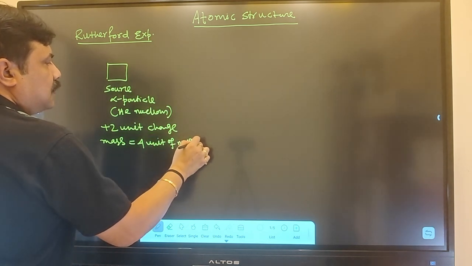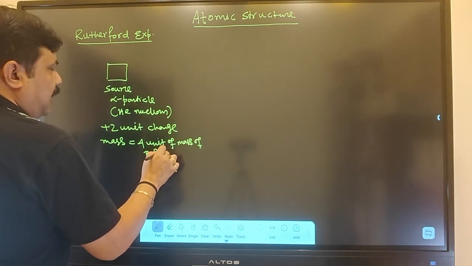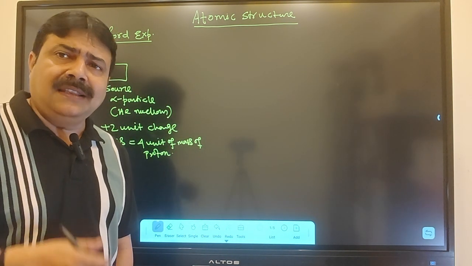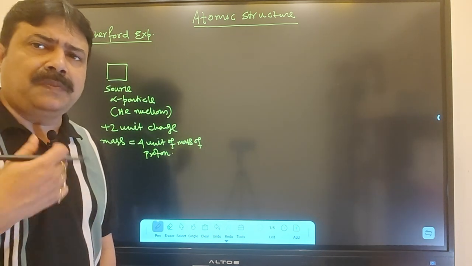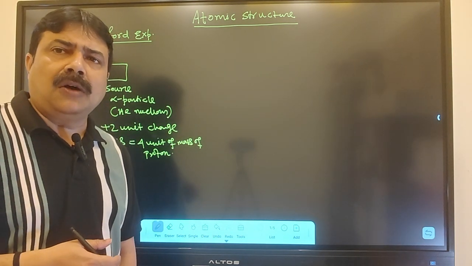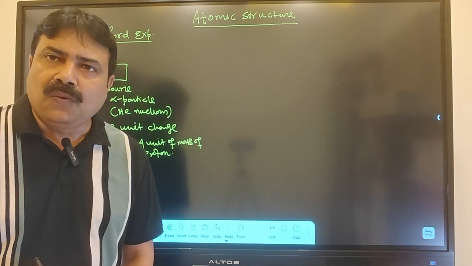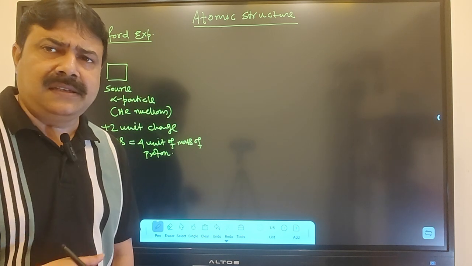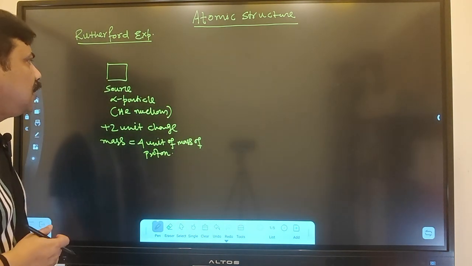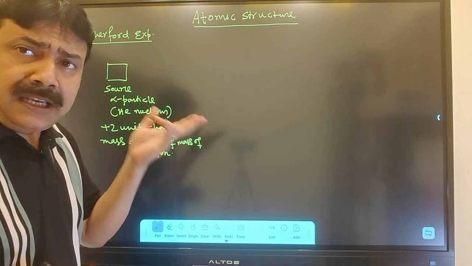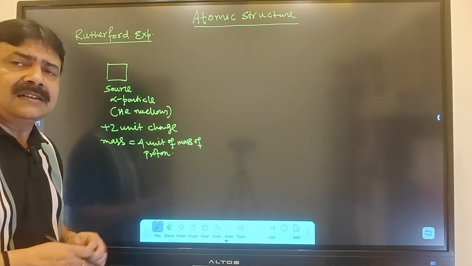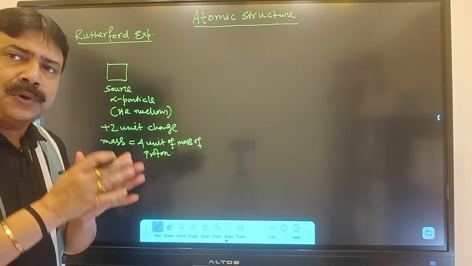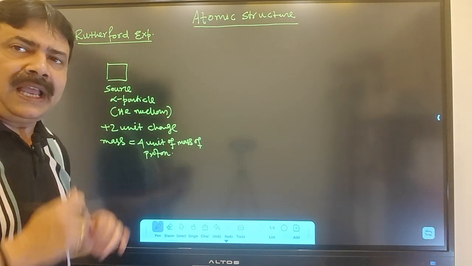The mass of the atom is contributed by the mass of proton and neutron, and their mass is almost the same. One is 1.672 into 10 power of minus 27 kg, another one is 1.674 into 10 power of minus 27 kg. So they are almost equal. Whereas electron mass is 9.1 into 10 power of minus 31 kg. That's why the mass of electron is not contributing to the mass of the atom. The mass of proton plus mass of neutron is the mass of the atom.